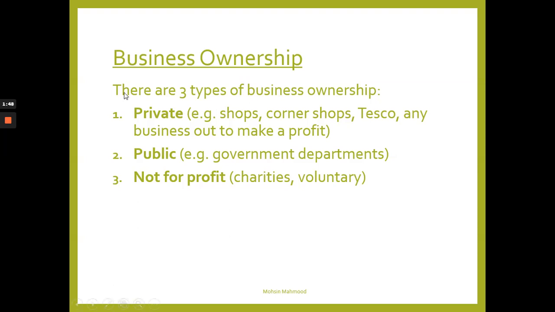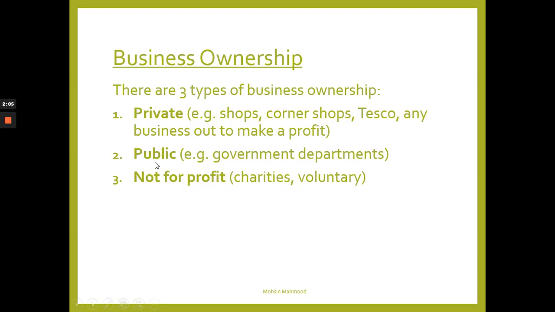Now, a private business ownership is basically a business that's out to make a profit. Any business which is out to make a profit, so your shops, corner shops, Tesco for instance, your supermarkets, any business that comes to mind that is out to make a profit.